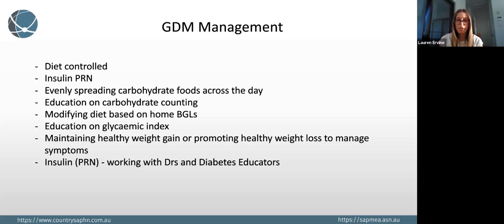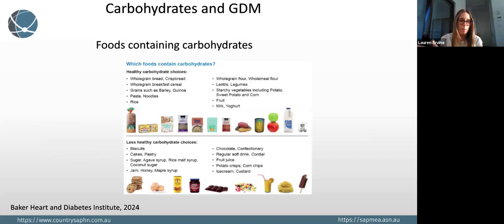So we'd usually ask them to provide these in a bit of a diary, and then we'll make adjustments as needed. Talk them through the glycemic index, and then also make sure that the weight gain is appropriate. Again, not too rapid, not too slow, just in the middle, because that can also help with their symptoms. So first of all, just introducing the carbohydrates.